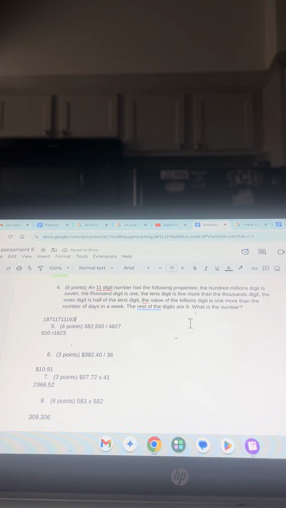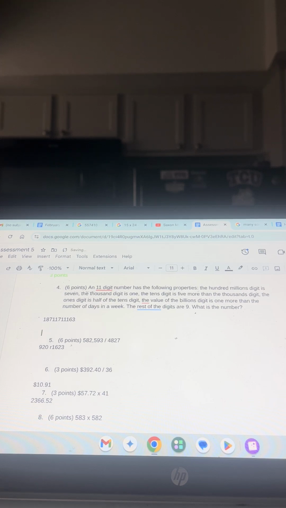Let's see. Let me just separate these a little bit. An 11-digit number has the following properties. The 100 millions digit is 7. Let's check. Ones, tens, hundreds, thousands, 10,000s, 100,000s, millions, 10 millions, 100 millions. Good. The 100 millions digit is 7. Is this 11 digits? Let's check. 1, 2, 3, 4, 5, 6, 7, 8. Yep, you got that right too.